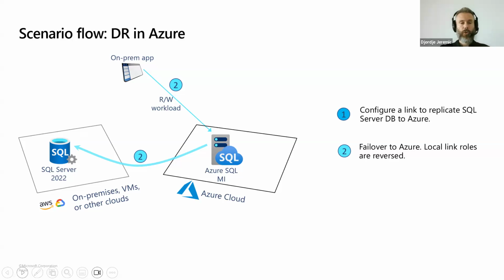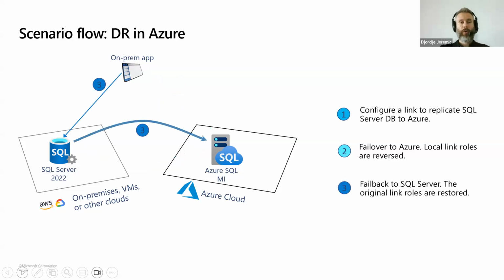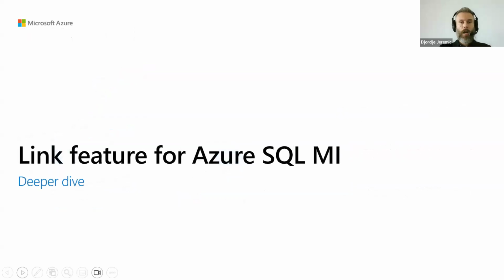Now, when you want to bring your disaster recovery drill to conclusion, you can do failover again or fail back, and then basically restore the original state of your application. Now, your application is communicating with SQL Server for read and write workload. So that was a higher level overview.